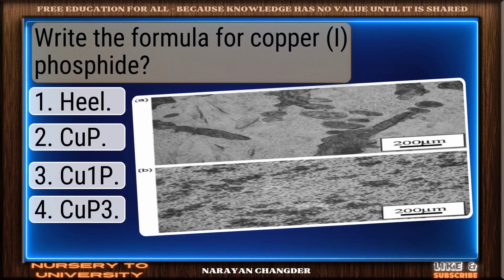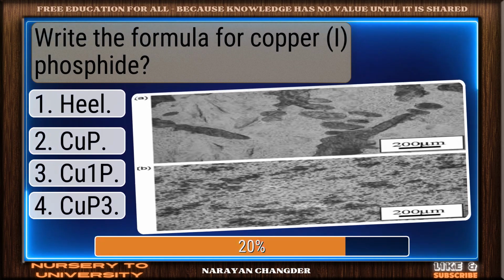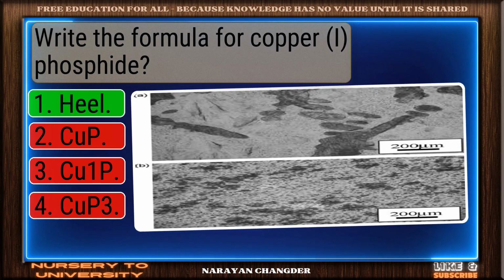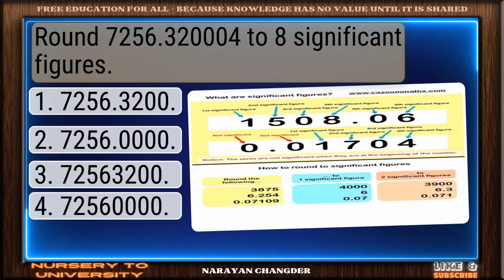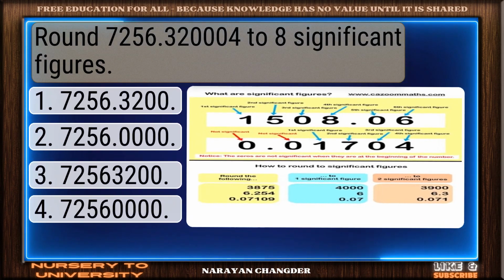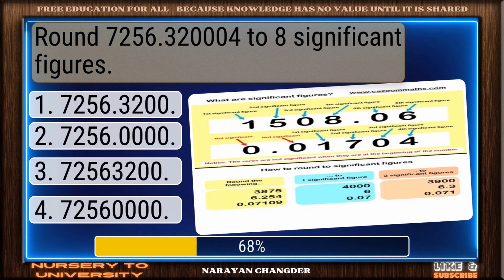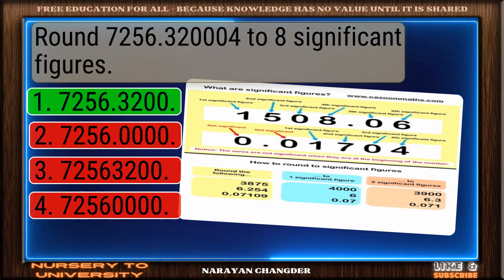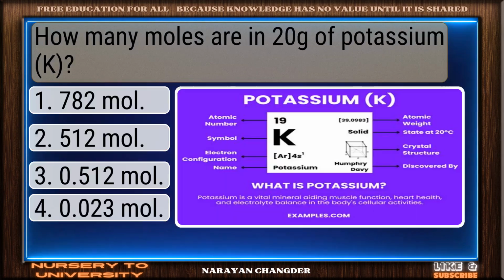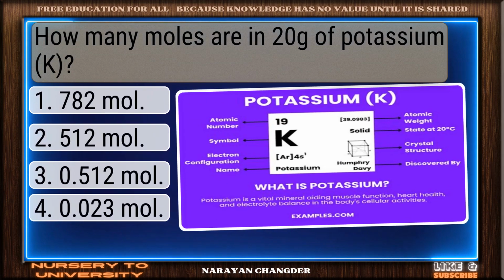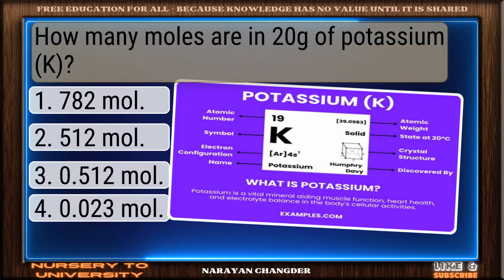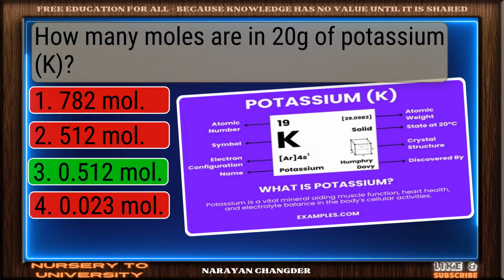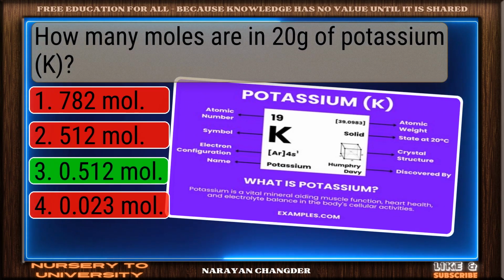Write the formula for copper phosphide. Correct. That is the right answer. Round 76,2004 to 8 significant figures. Great job. 72566 is the accurate answer. How many moles are in 20 g of potassium? Right again. 0.51 mole is a valid answer.